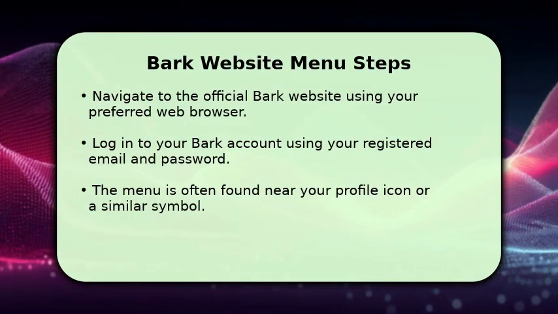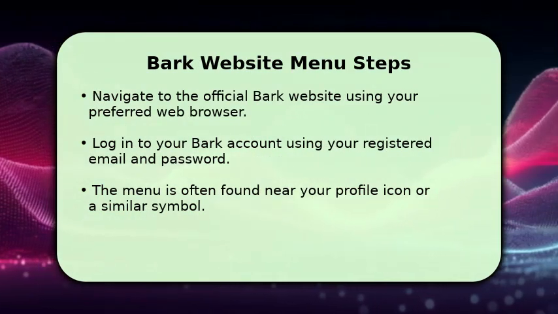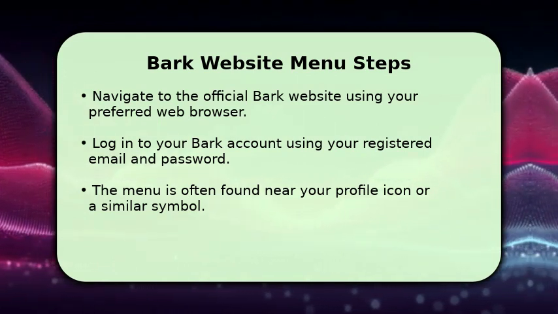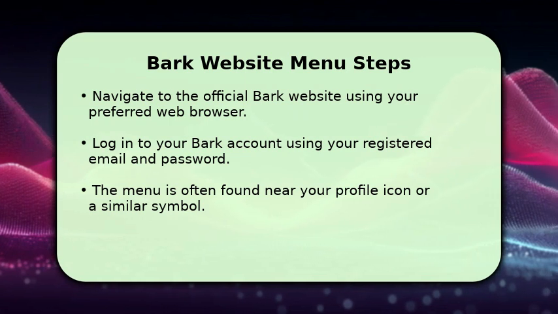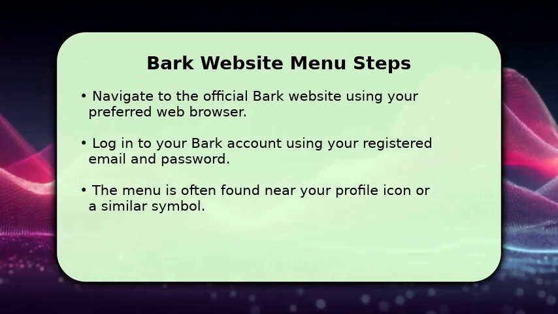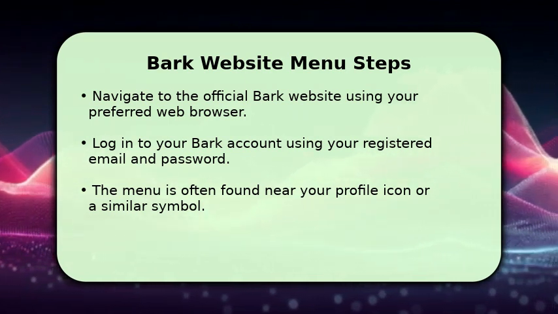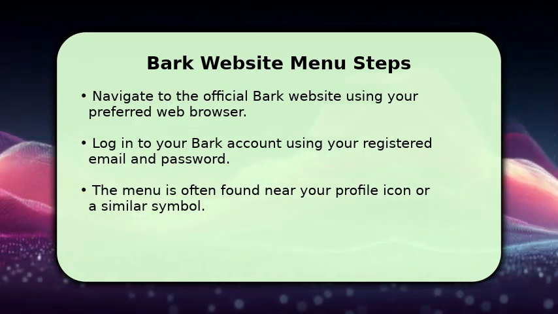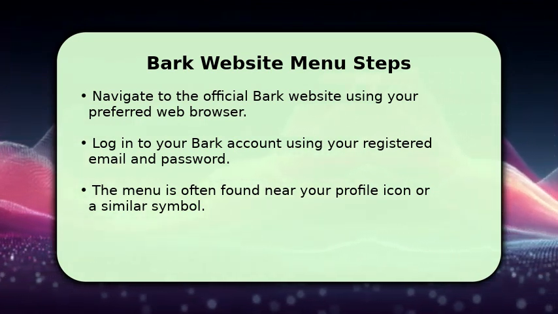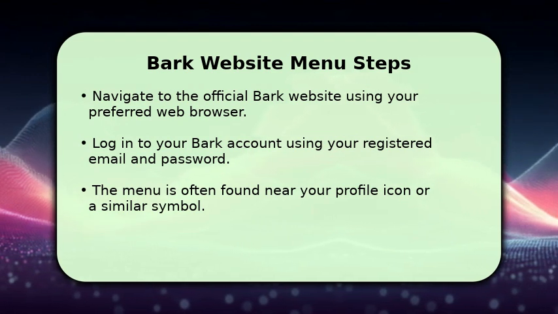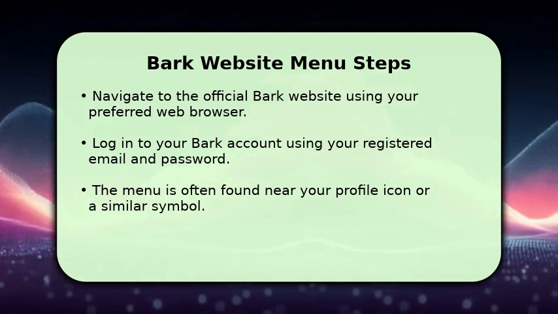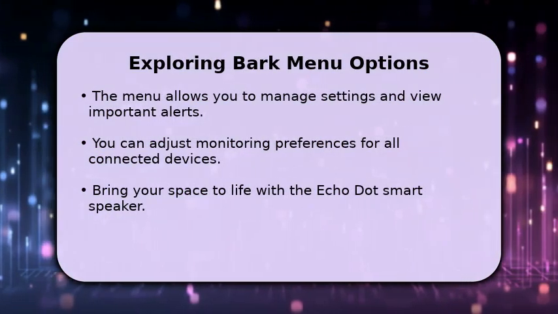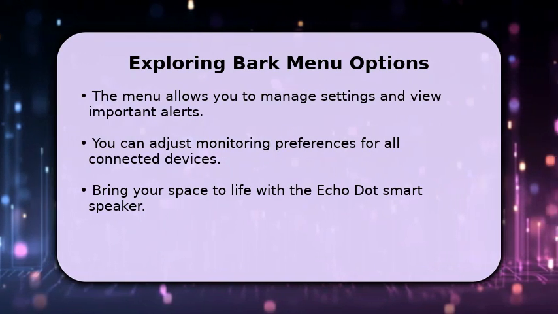If you prefer using a web browser, the process is just as simple. Start by opening your favorite web browser and navigating to the official Bark website. Once there, you'll need to log into your account using your registered email address and password. After logging in, locate the menu. It's commonly positioned near your profile picture or a similar user icon, usually in the top right or left of the page.